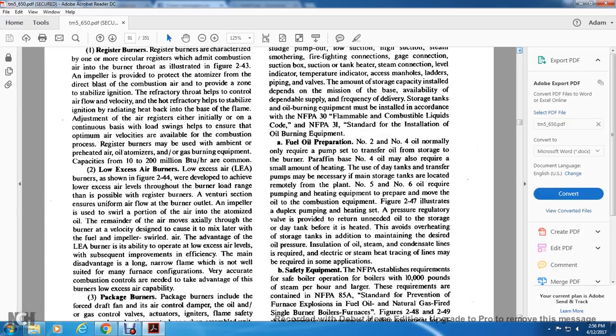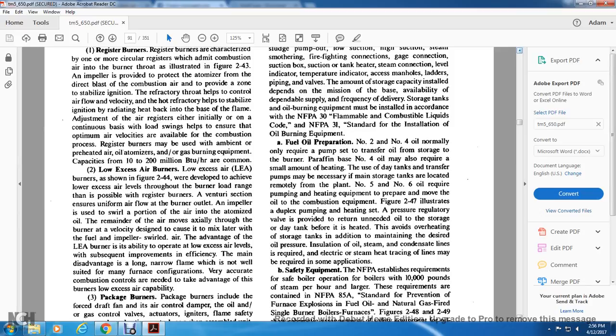Low excess air burners. Low excess air, or LEA, burners are shown in Figure 24-4. They were developed to achieve a lower excess air level throughout the burner load range. Unlike register burners, a venturi section ensures a uniform airflow at the burner outlet. The impeller is used to swirl a portion of the air into the atomized oil. The remainder of the air moves axially through the burner with varying velocity, designed to cause mixing later.